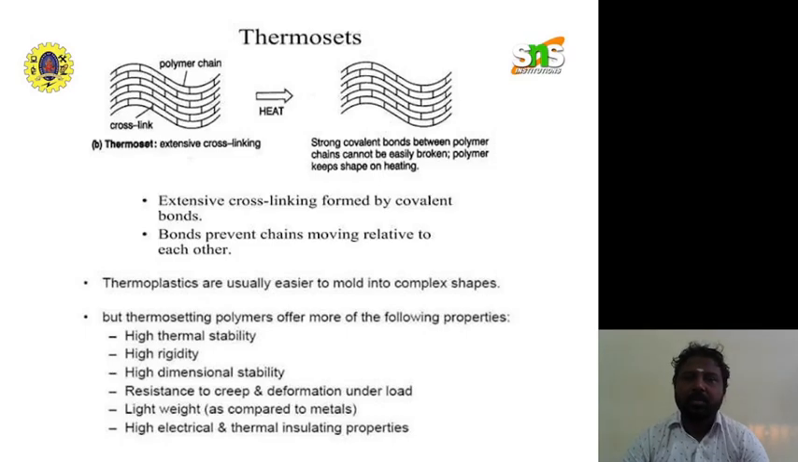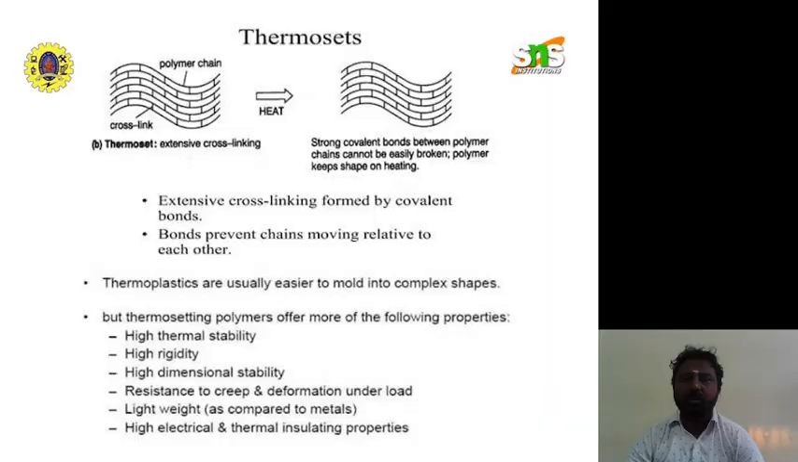Now we are going to discuss thermosets, right? The thermosetting plastic structure and polymer chain cross-linking is shown here. The making method is also shown here. The extensive cross-linking is formed by covalent bonds, right? And the bonds prevent chains from moving relative to each other.